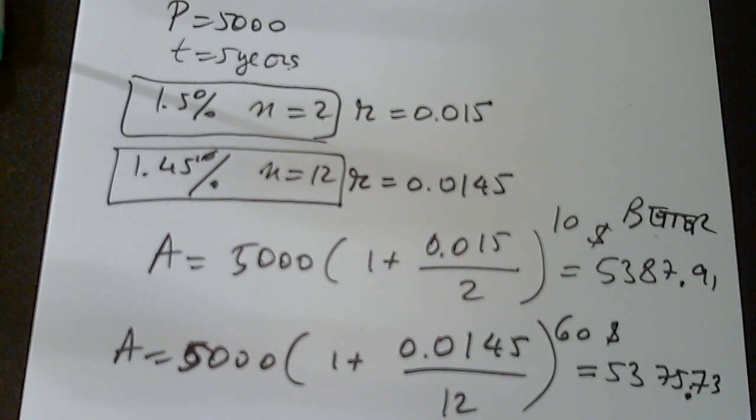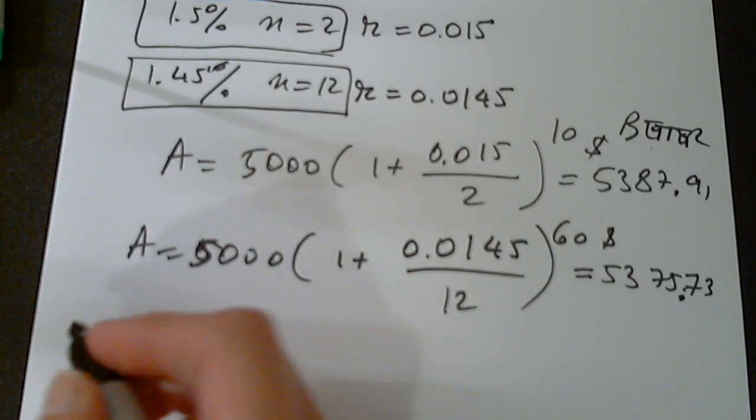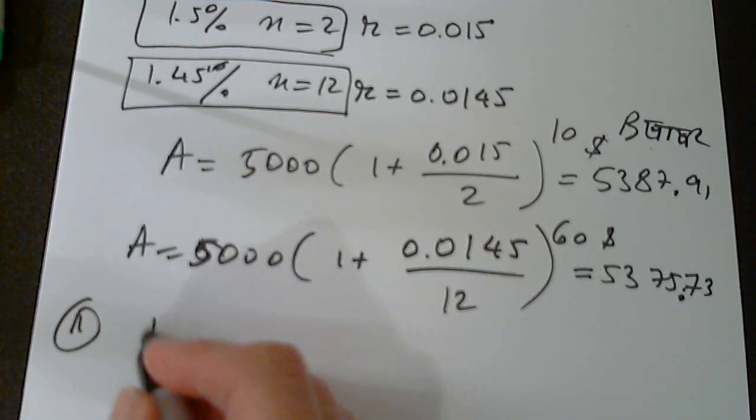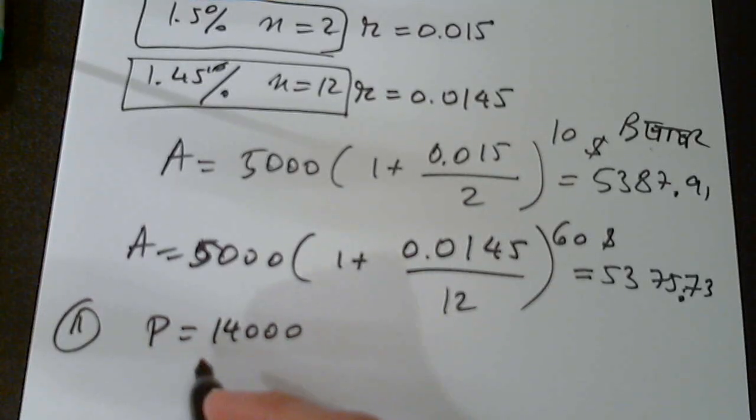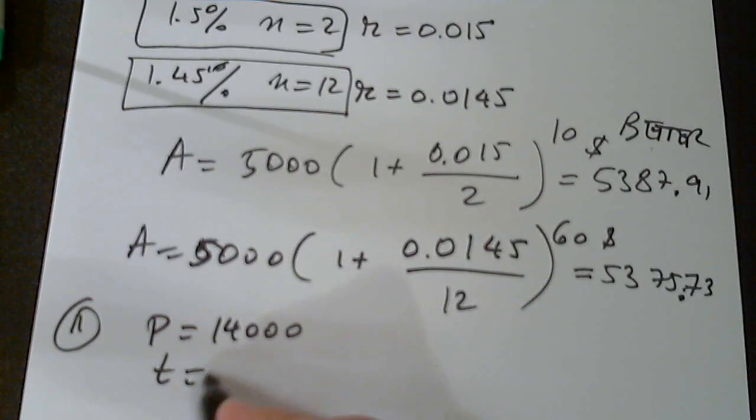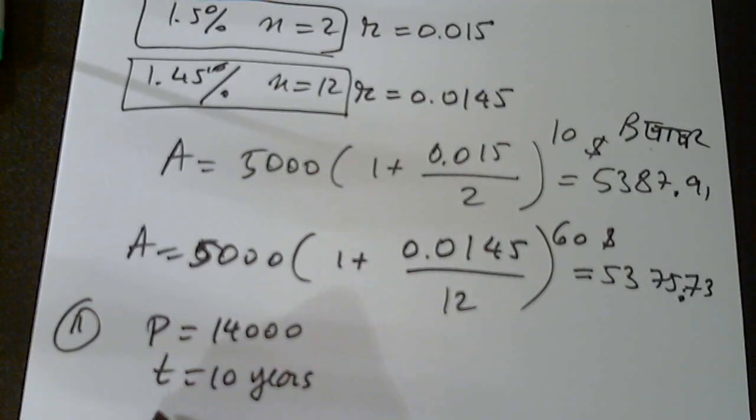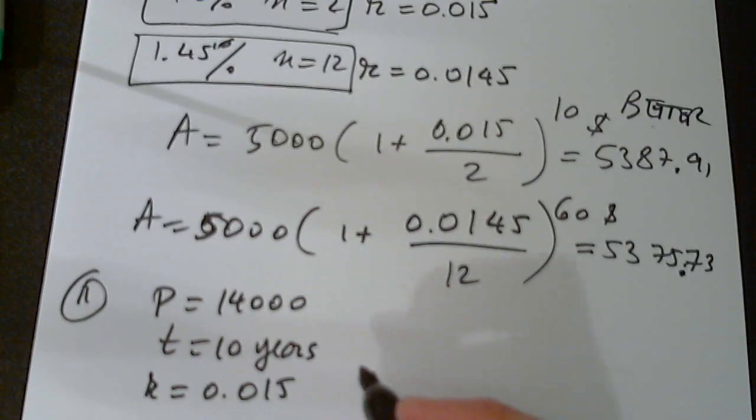Okay, the same question, but this time we have a principal of 14,000 and we invest over 10 years, compounded monthly, or 1.13% compounded continuously. These are totally different formulas. Monthly and continuously, as you saw, are two different situations. So in 11, we have the first situation. P is 14,000. t is 10 years in both cases, of course. And r is 0.015 compounded monthly.